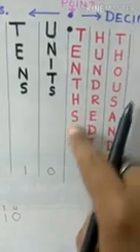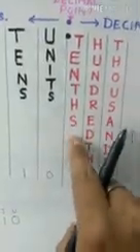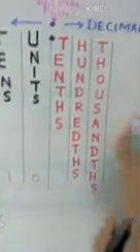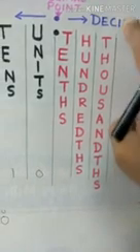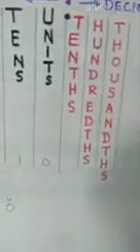Now the first place is called tenths. All of you, please be careful about the spellings. Tenths, hundredths, thousandths, then you have ten-thousandths, hundred-thousandths and so on. You will have them in higher classes.